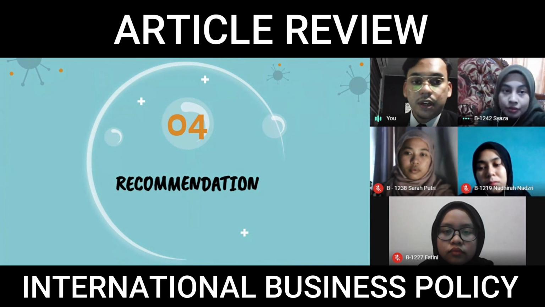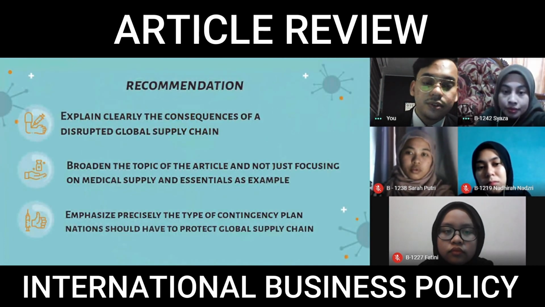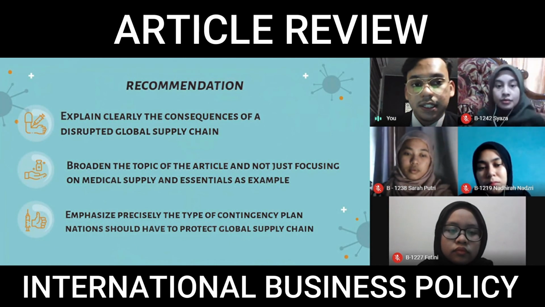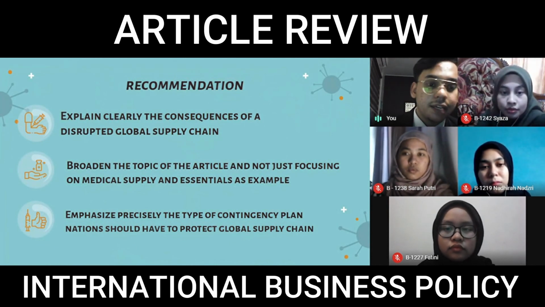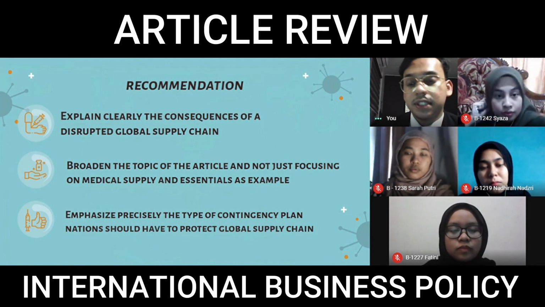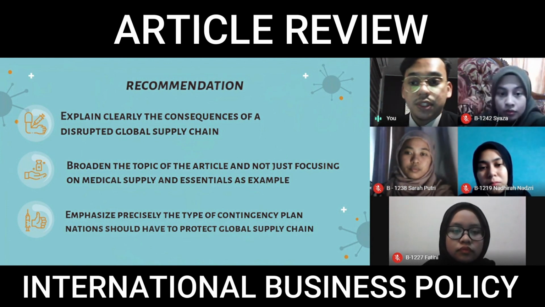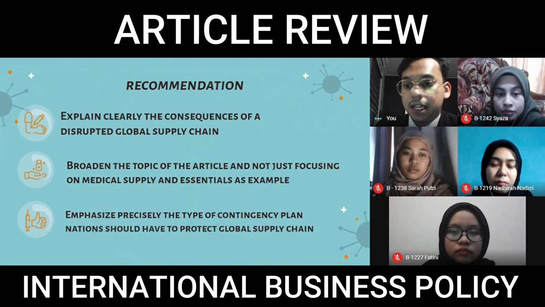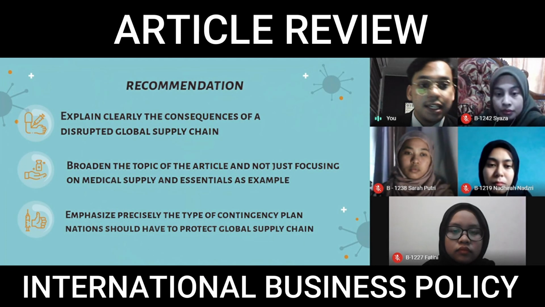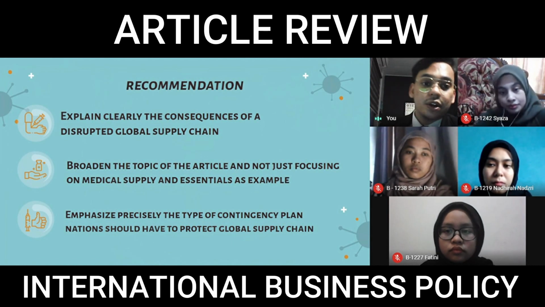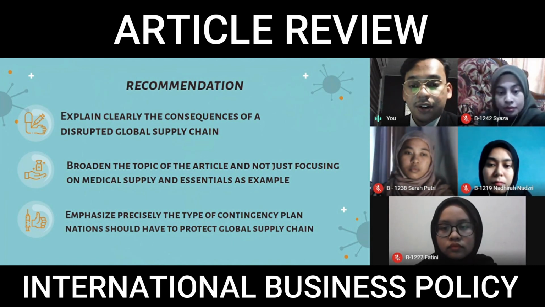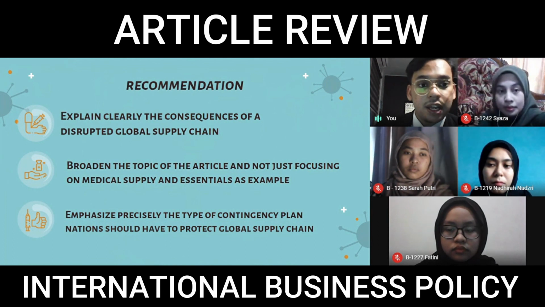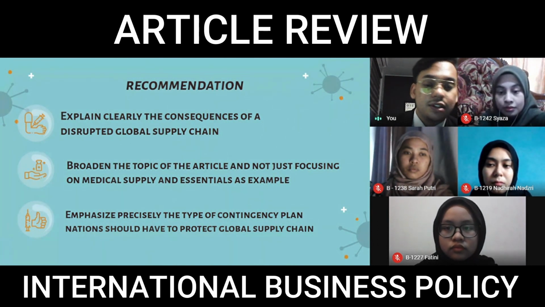Next. Recommendation. Before we end our presentation, we are going to add several recommendations. We believe that the article is a reliable piece of information, but there are several factors that can be added as recommendations. We recommend that the author of the article explain clearly the consequences of a disrupted global supply chain. Other than that, we recommend that the author broaden the topic of the article and not just focus on medical supply and essentials as an example. And last but not least, we believe that the author can emphasize precisely the type of contingency plan that nations should have to protect their national interests and the global supply chain.